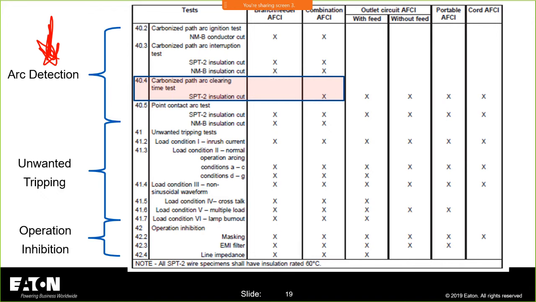It just has one additional test, the carbonized path arc clearing time, which you're probably thinking doesn't make sense. What is that? I'm going to show it to you, and I'll help you understand that the one key thing that you're getting with the combination type AFCI in addition to the branch feeder is series arc detection in the connected cords.